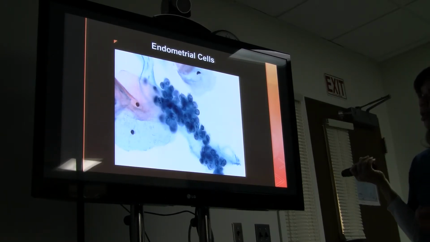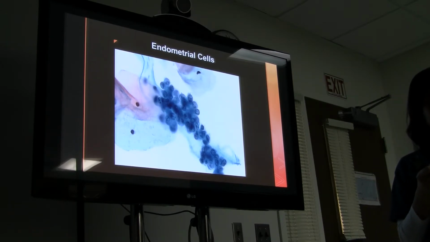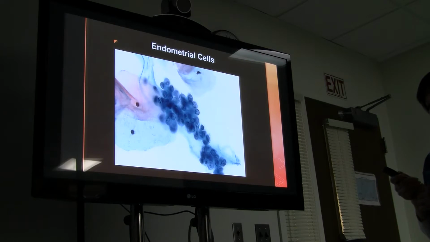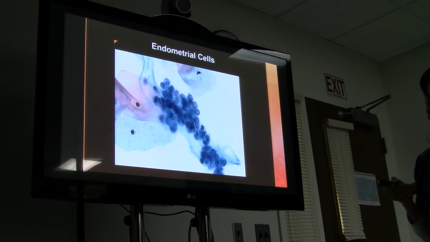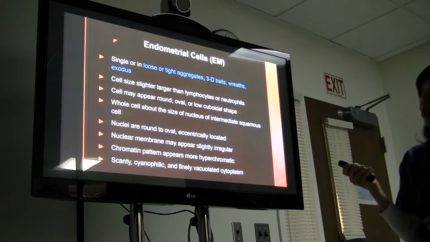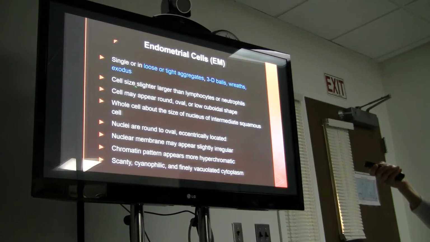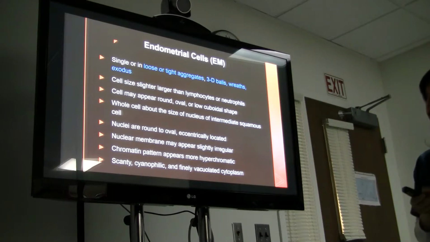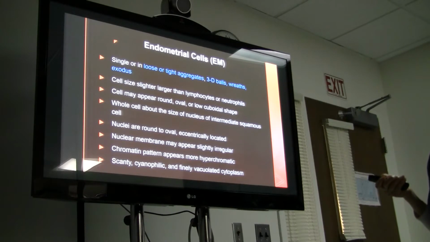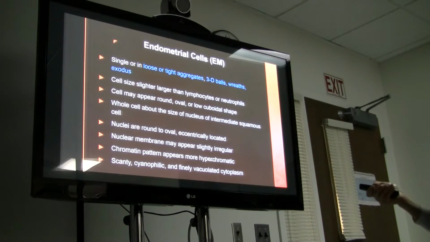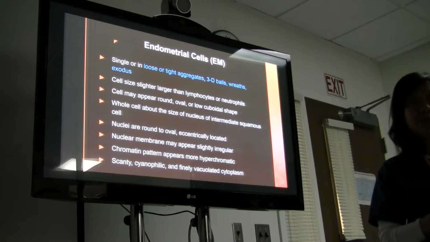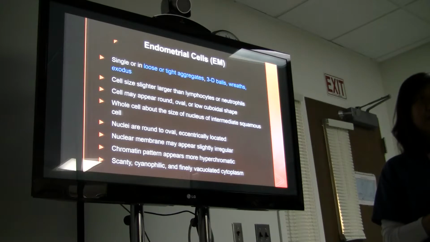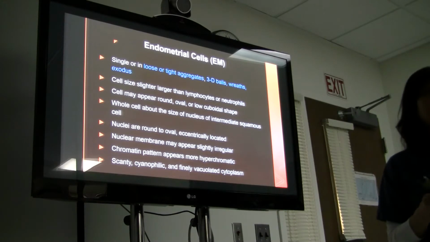But endometrial cells, because they have very little cytoplasm, when they land on the slide, become a round ball, a tight cluster. So they're very small. The whole cell is only about the size of the nucleus of an intermediate cell, with very little cytoplasm, and the chromatin pattern sometimes appears hyperchromatic. Hyperchromatic, what does that mean? I think we heard about that. It means high chromatin density. Yeah, it's very dark. Okay, they appear more dark.